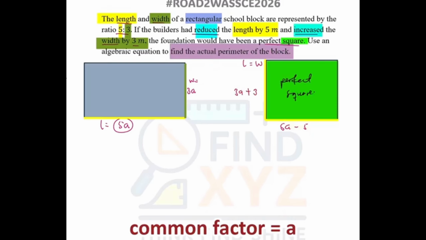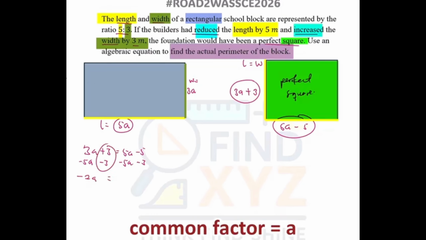Now what do we know about squares? We know that the length is equal to the width. So we can say that 3a plus 3 should be equal to 5a minus 5. They should be equal because they are the same. Then what can I do? I can subtract 5a from both sides of this equation, and I can also subtract 3 from both sides of the equation. 3a minus 5a will give us negative 2a.